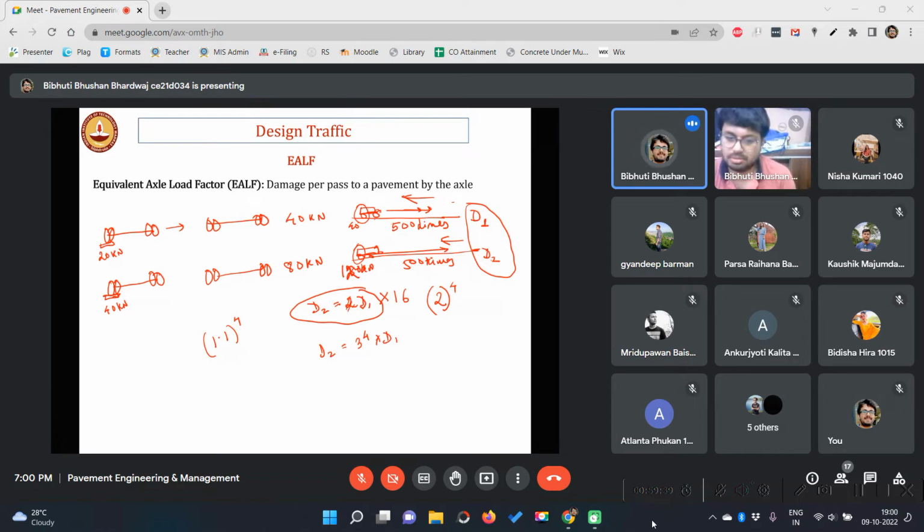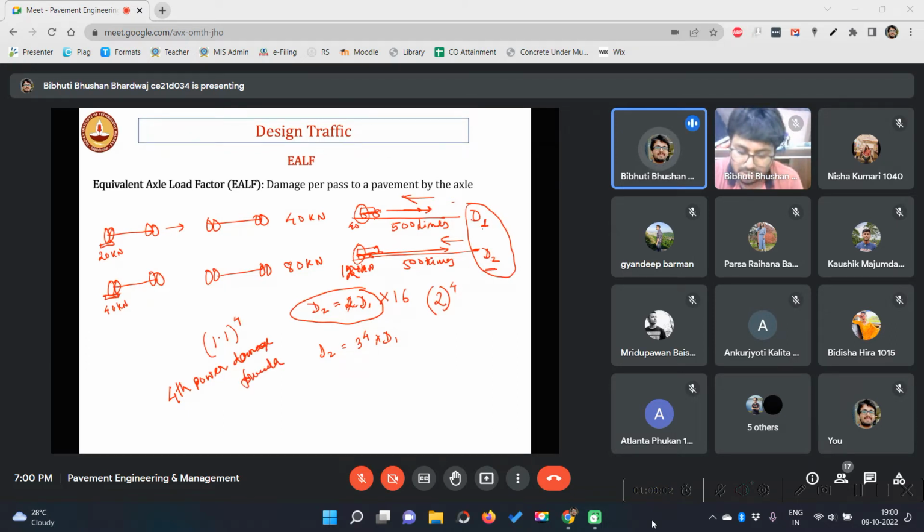So that's why overloading should be punishable by law. No trucks should be allowed to carry extra load, because the damage will not be simply double. If the load is double, damage will be 2 to the power 4, called the fourth power damage formula.